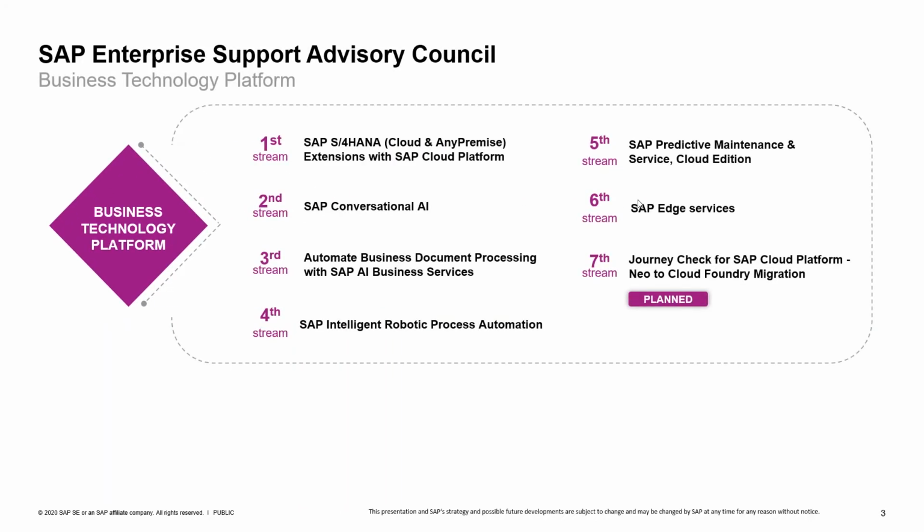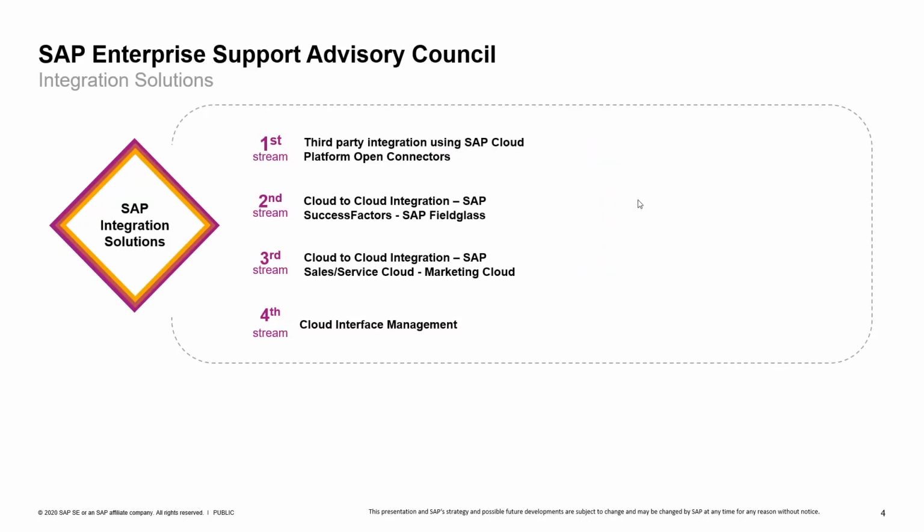Let's focus on BTP first. We have 6 work streams with a 7th being planned. I will go into more detail on this value proposition in the slides to come. At the moment, just consider that those topics will be in scope for the presentation. And then my colleague Robert will focus on integration solutions and will present the 4 work streams you see on the screen. This will again be in the next slides.